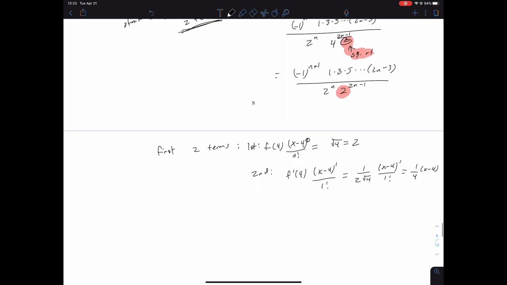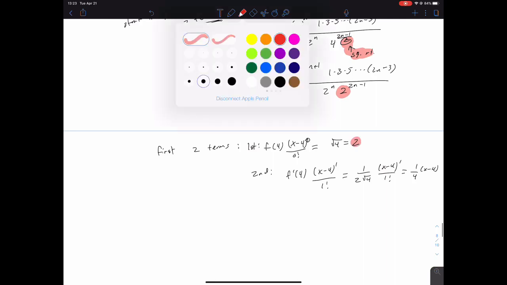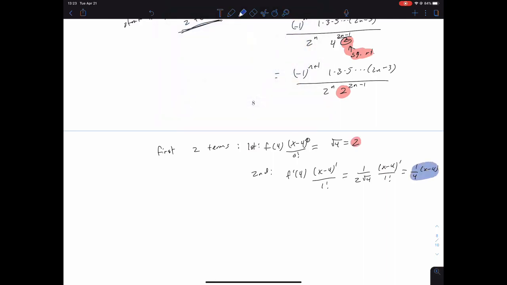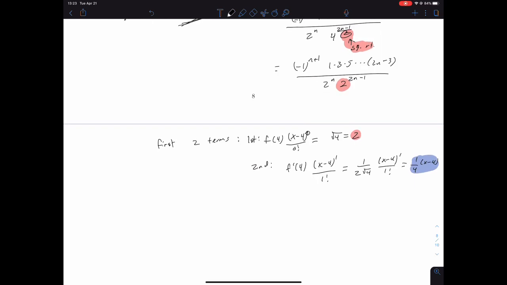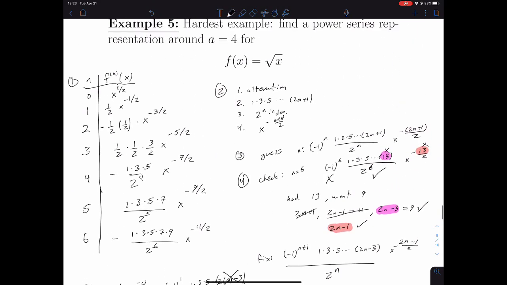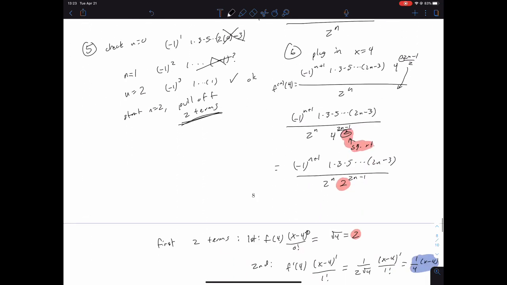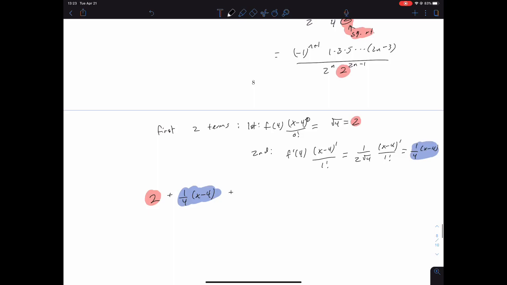So my answer will be the first term plus the second term plus my sum. Okay, so 2 plus 1/4 x minus 4. And why am I doing all of this? Again, because we decided that the first 2 terms don't fit my pattern. These 2 terms right at the beginning did not fit into my falling factorial, like the 1 times 3 times 5 thing. That didn't work, so I pulled them off. And then I have the sum starting at n equals 2.